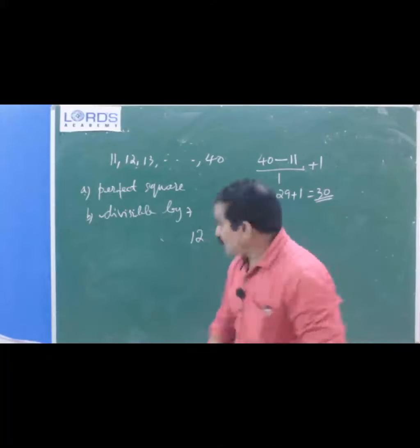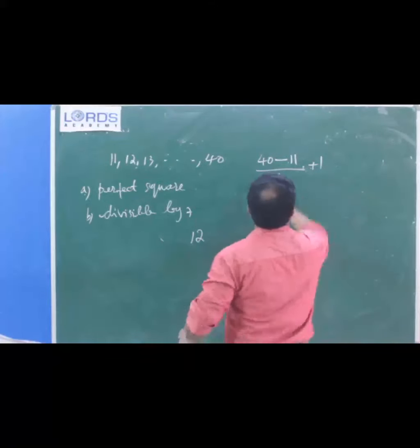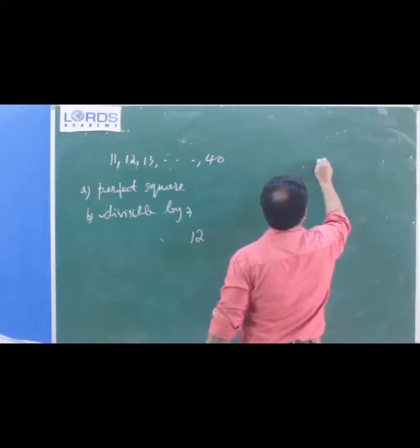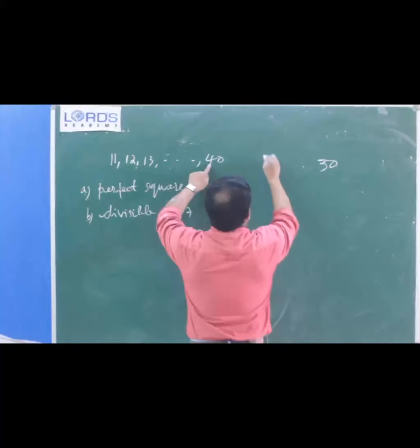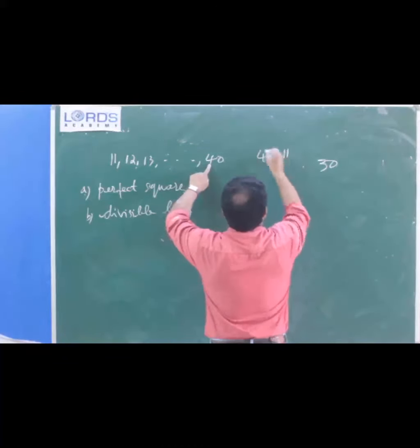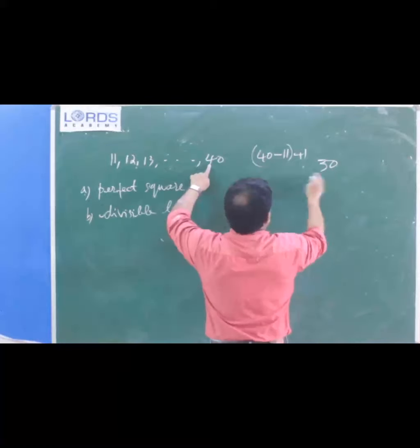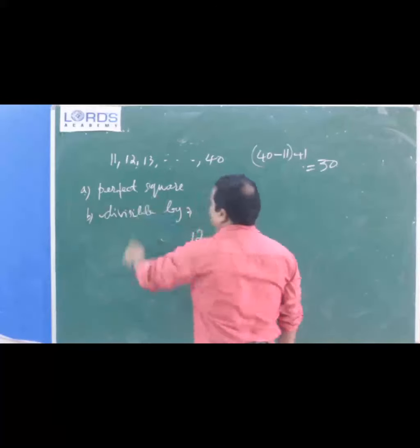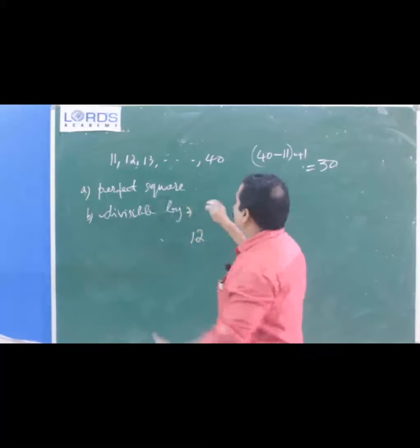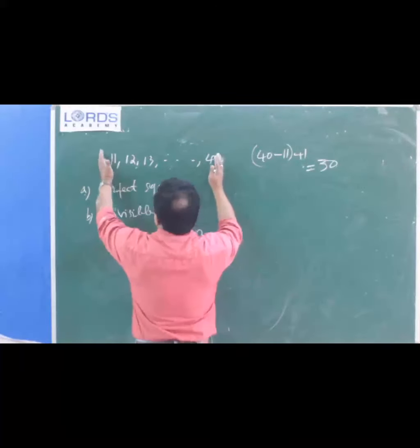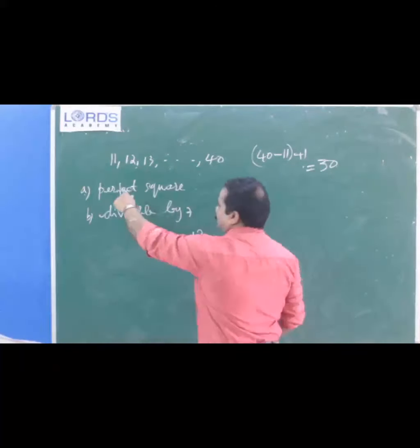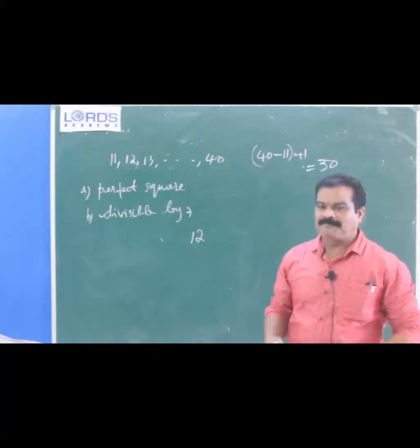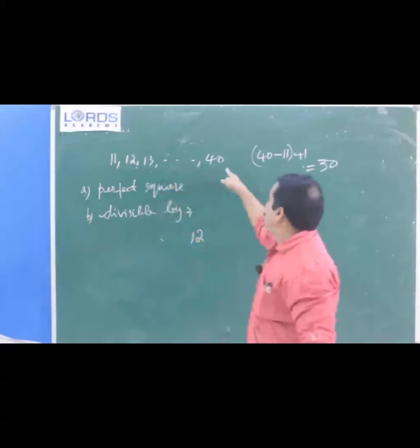So the total possible cases, 40 minus 11 plus 1, you will get 30. Then what is the probability of getting a perfect square? Between these you have to find out the perfect squares. Can you find out the perfect squares here, please tell me. Hurry up.